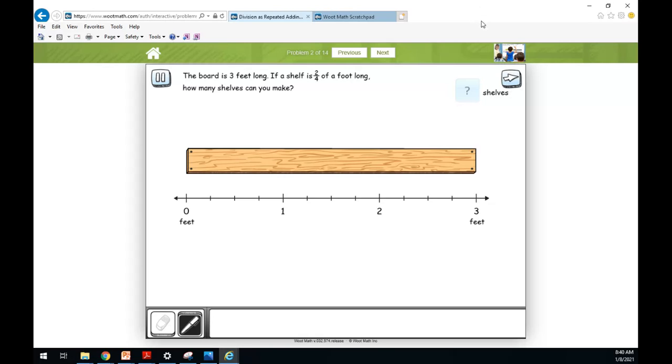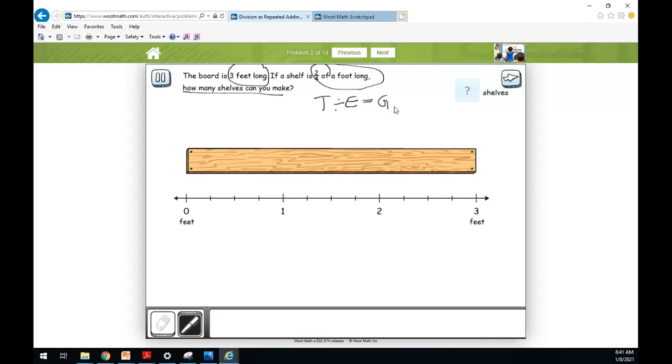Okay, here's another example. The board is 3 feet long. Oh, my total is a whole. If a shelf is 2/4 of a foot long, that's the size of each group. They're asking for how many shelves. This is again going back to that partitive division. We're doing a total divided by our each to figure out how many groups.